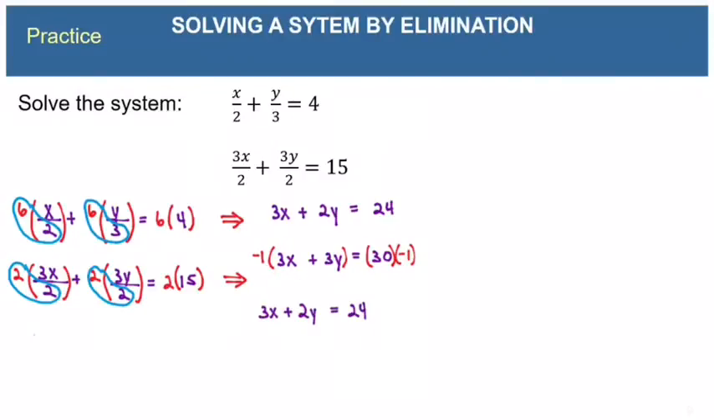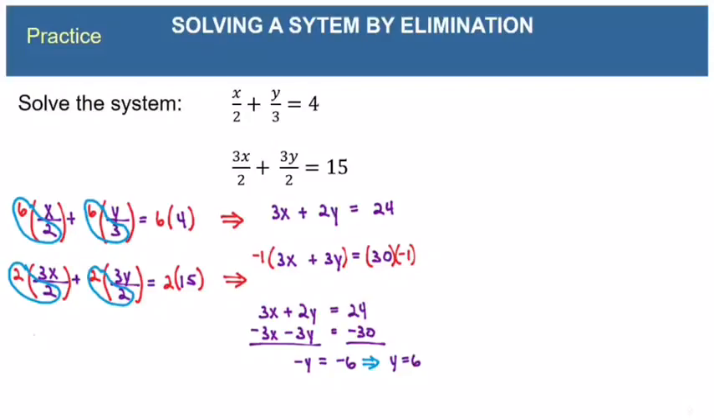That's going to give us still 3x plus 2y equals 24 for the top equation, but for the bottom equation, negative 3x minus 3y equals negative 30. Now we'll add these together. The x's will add up to 0, the y's will add up to negative 1y, and the right side will add up to negative 6. So if negative y equals negative 6, then positive y equals positive 6.